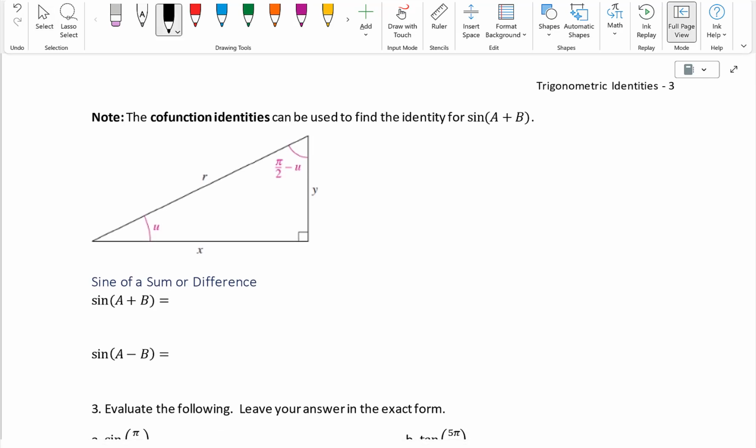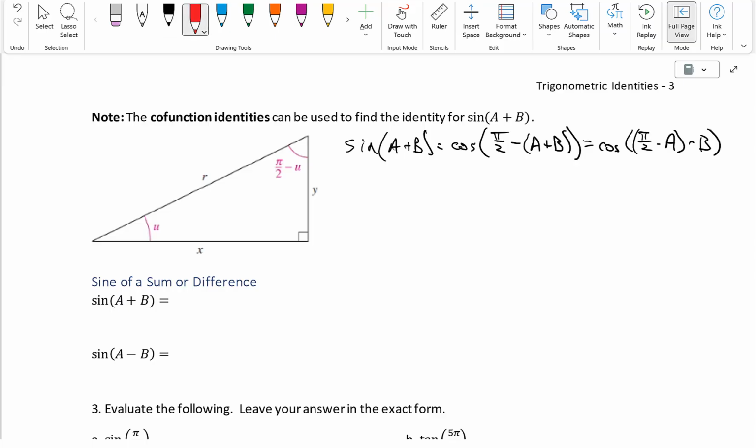As the note says here, we can use the cofunction identities to find the identity for sine of a plus b. So from our cofunctions, we have that sine of a plus b is the same as cosine of pi over 2 minus a plus b. And we can rearrange that inside to take a cosine of pi over 2 minus a minus b. So we can think of that pi over 2 minus a as our first angle, and the minus b as our second. So we're working with our cosine of a difference from the last page.